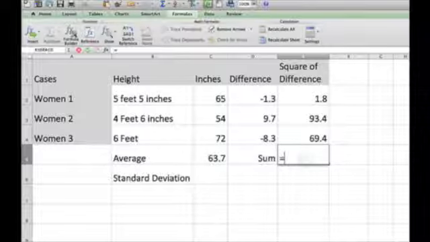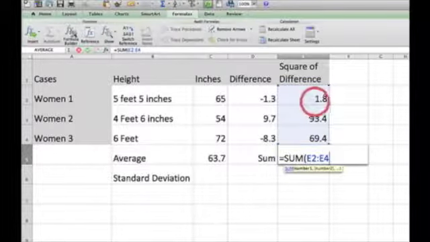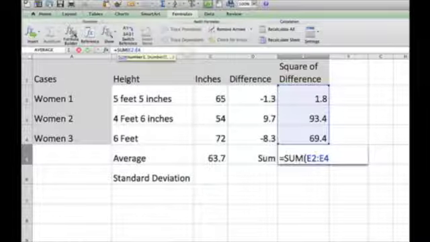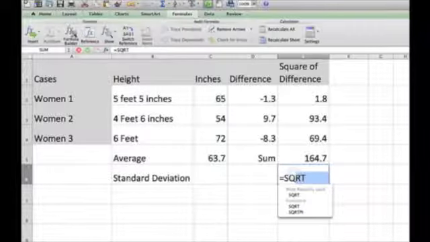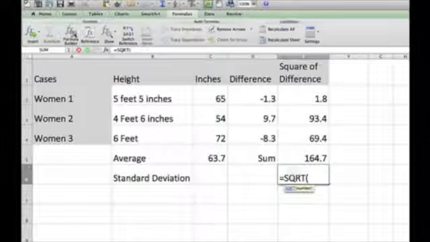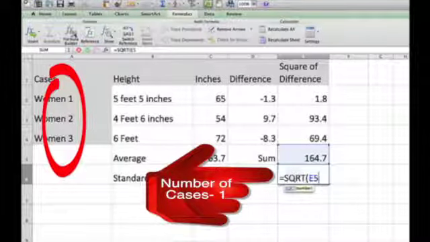Then we'll take the sum of those values, the sum of squares. And that'll leave us 164.7. And then we take the square root of that number. And then we take the number of encounters and subtract by 1.